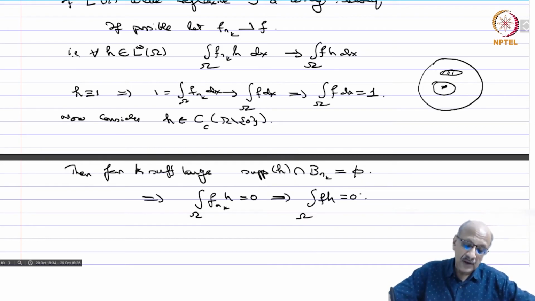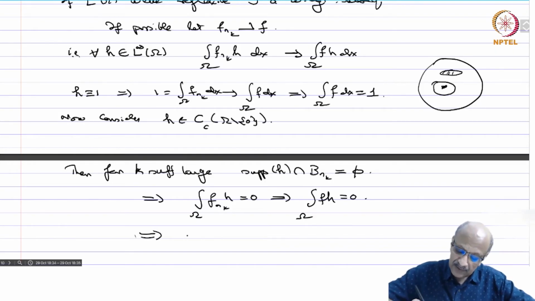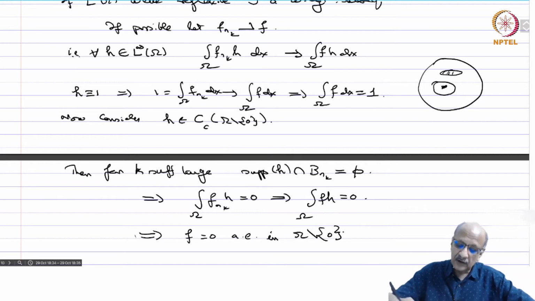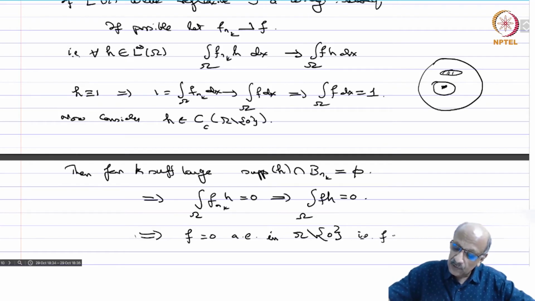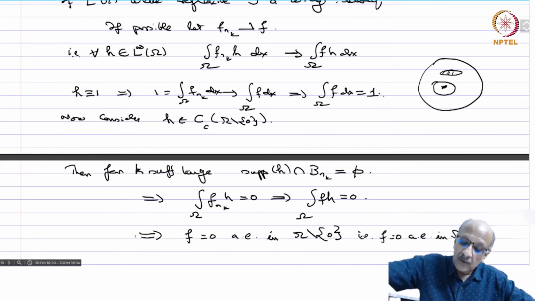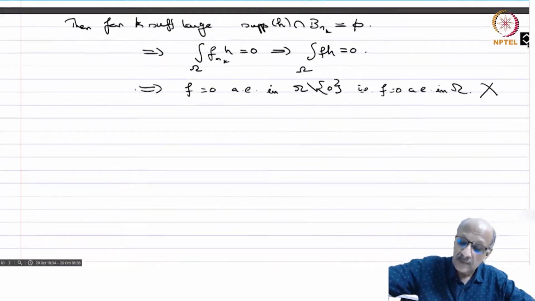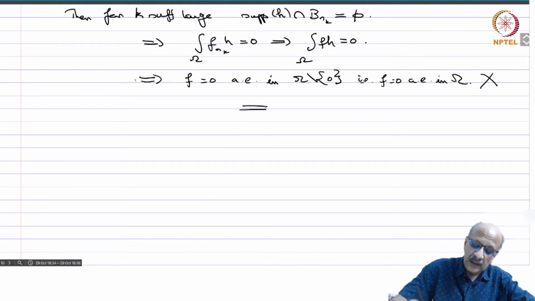So f is an L1 function in omega, and for every h in Cc of omega minus 0, the integral of fh is 0. By the theorem which we proved, this implies that f is 0 almost everywhere in omega minus 0, because for every continuous function with compact support, the integral of fh is 0. But if you add 0, that's still a set of measure 0, so f equals 0 almost everywhere in omega. But that's a contradiction, because the integral of f equals 1 and f equals 0. Therefore you cannot have a weakly convergent subsequence for this sequence, and therefore L1 is not reflexive.